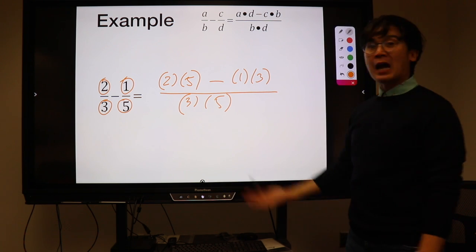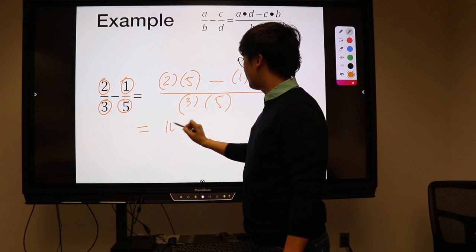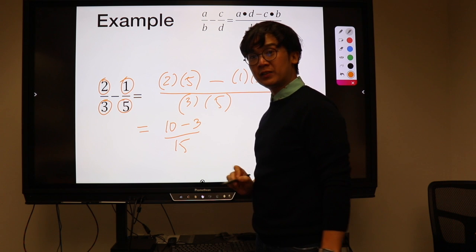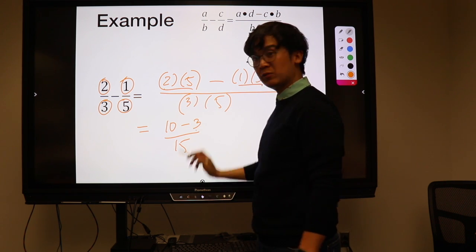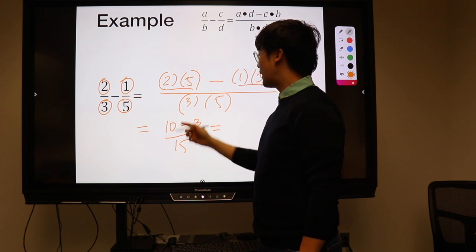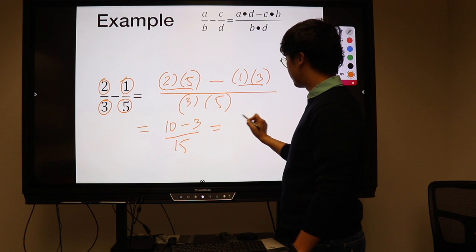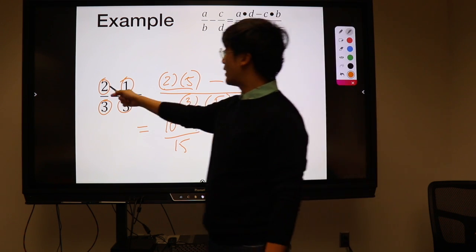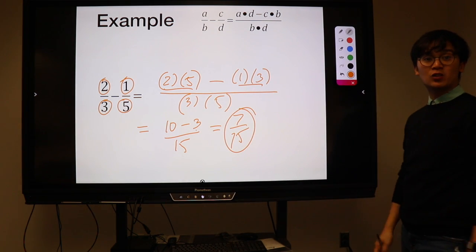Okay. So now that I used the formula, now I'm just going to simplify it, which is 10 minus 3 all over 15, right? 2 times 5 is 10, 1 times 3 is 3, 3 times 5 is 15. And now I have a problem that is really simple. What's 10 minus 3? 7 over 15. And that is the answer. So when you subtract 2 over 3 minus 1 over 5, the answer is simply 7 over 15.